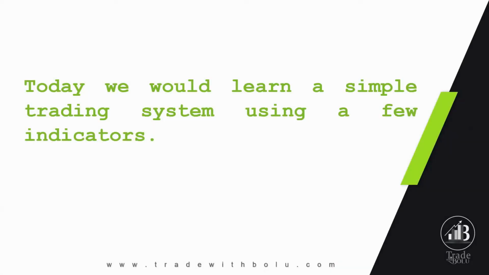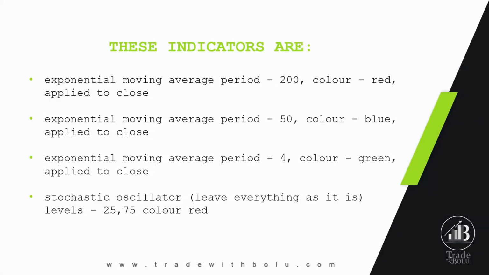So today we'll learn a simple trading system using a few indicators. Alright, so what are those indicators? They are the exponential moving average, the 200 taken in the red color, applied to the close, the exponential moving average, it's 50 in a blue color, and another exponential moving average, which is 4 in a green color. Alright, so then we have a stochastic at levels 25 and 75.